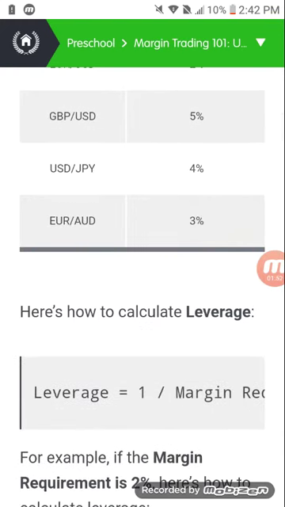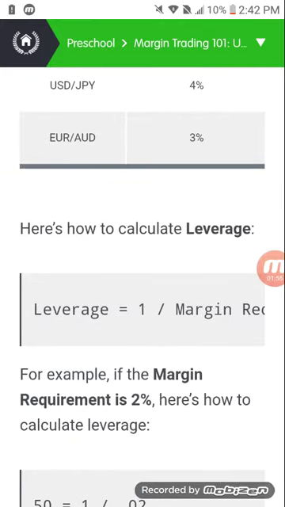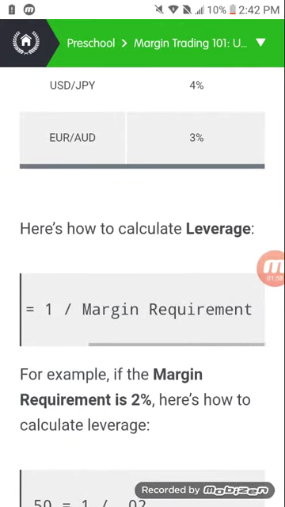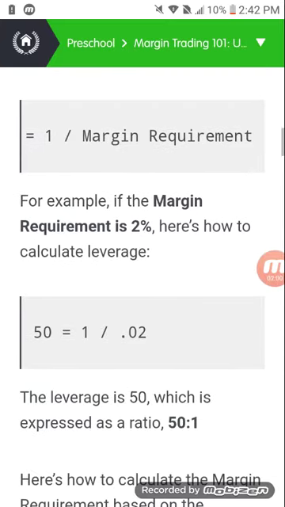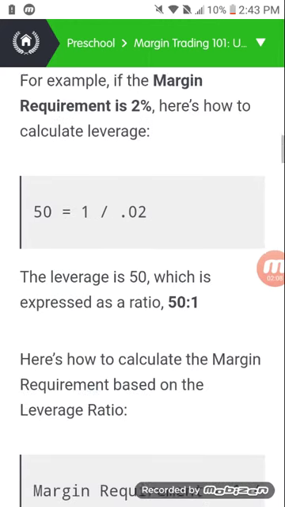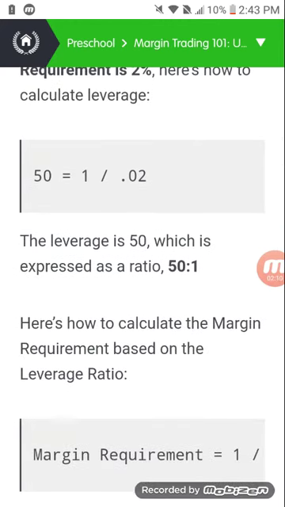So we're going to explain that right here. Here is how to calculate your leverage. Your leverage equals 1 divided by the margin requirement. For this example, the margin requirement is 2%. So 50 equals 1 divided by 0.02. So the leverage is 50, which is the expression of the ratio of 50 to 1.